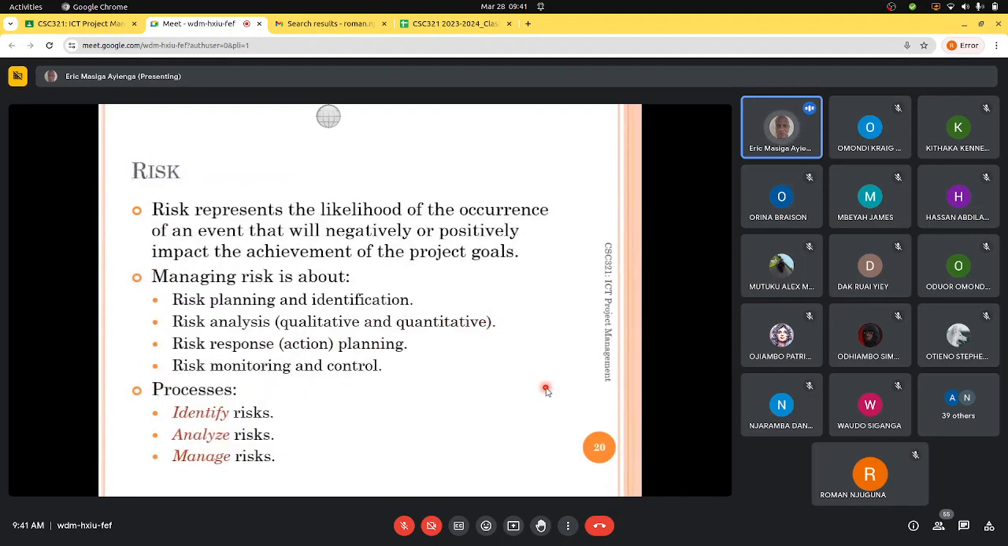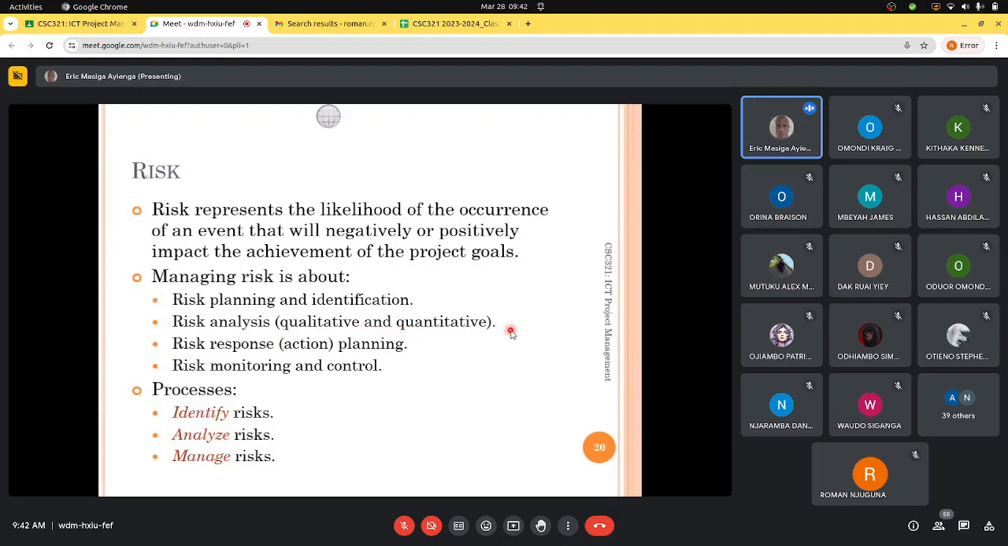Then you need to plan for risk. Now, risk represents the likelihood of occurrence of an event that will negatively or positively impact the achievement of the project goals. So managing risk is about risk planning and identification. I think it should be the other way. Risk identification and planning. Risk analysis, which has to be qualitative or quantitative.